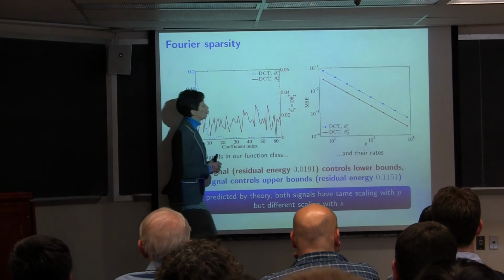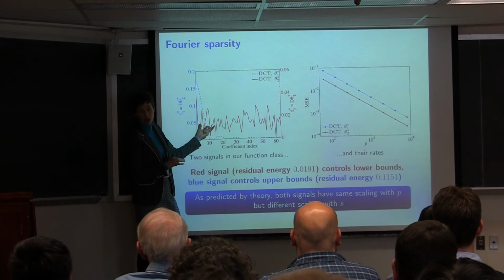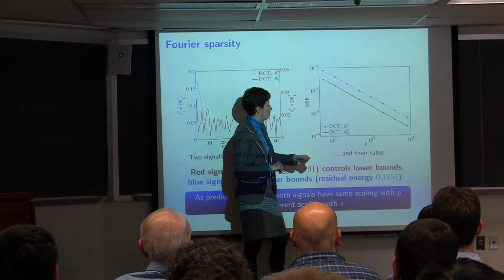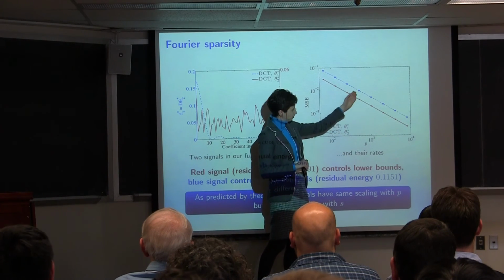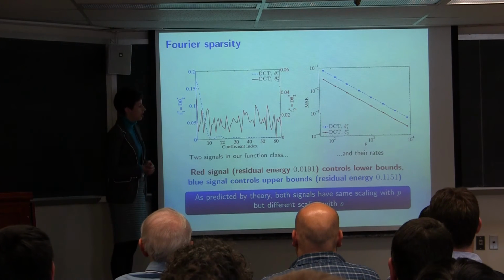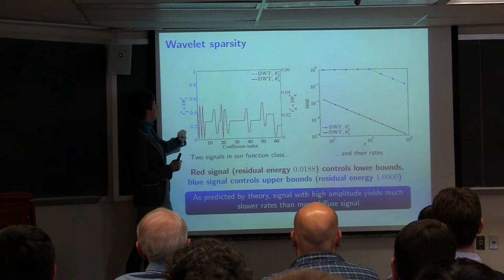And what we see is that if we take this general framework for constructing different signals that are sparse in the basis and look at how our mean squared error scales with p, the rates are very much in line with the theory and the bounds presented on the previous slide. And we see something similar happening in a wavelet basis. We can construct things that look very peaky.